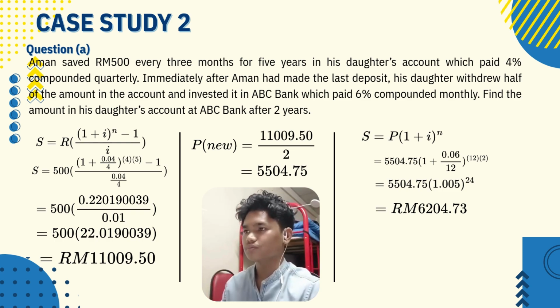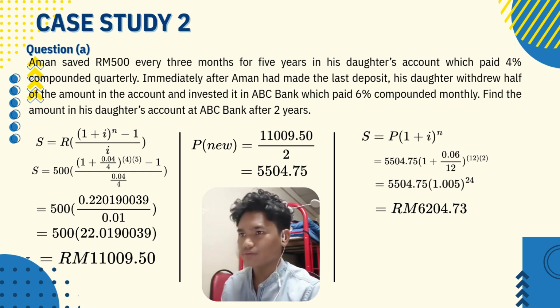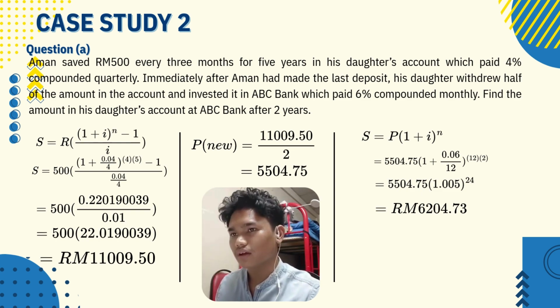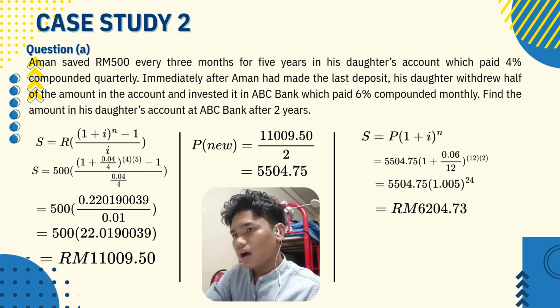Case study 2. Question A. Aman saved 500 ringgit every 3 months for 5 years in his daughter's account, which paid 4% compounded quarterly. Immediately after Aman had made the last deposit, his daughter withdrew half of the amount in the account and invested it in ABC Bank, which paid 6% compounded monthly. Find the amount in his daughter's account at ABC Bank after 2 years.